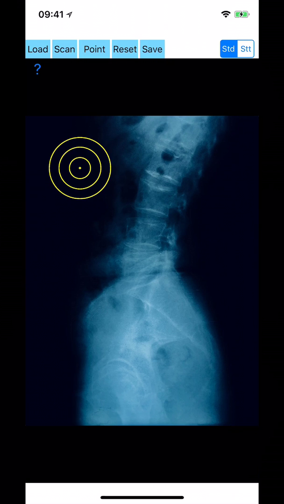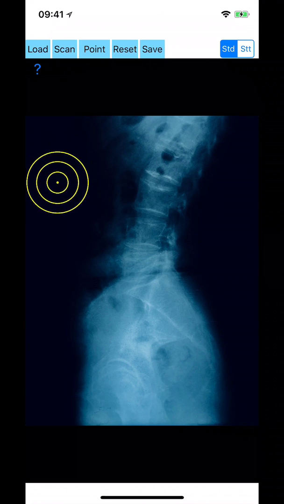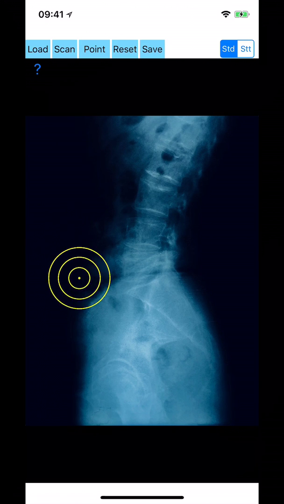How to measure with the app. The app offers a very convenient way to determine the most accurate lines in order to measure the angles. Once you load or capture the patient's image, by default the button STD is highlighted, meaning that you have to input preferably the standing X-ray to measure.